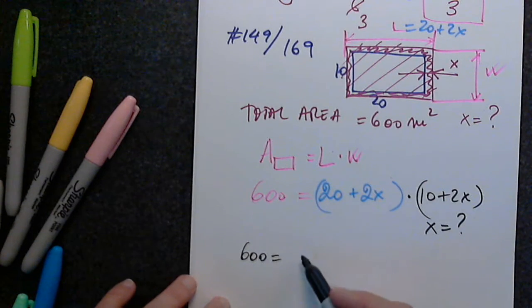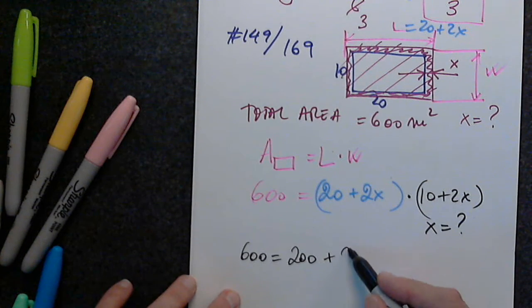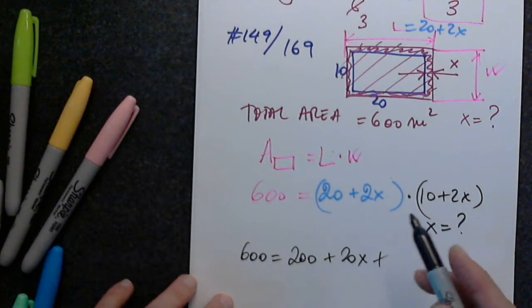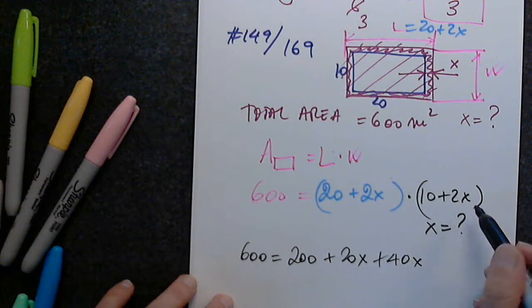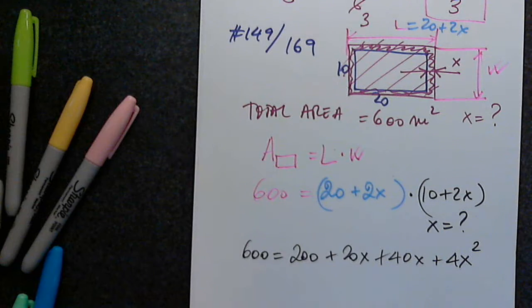10 times 20, 200 plus 10 times 2x, 20x plus 2x times 20, 40x, very good. And 2x times 2x plus 4x squared. Good. Any questions so far? All we did was we created an equation that represents the area of the whole thing, pool plus the surrounding path. And now, knowing that this is quadratic, we started by foiling, and now we do what?